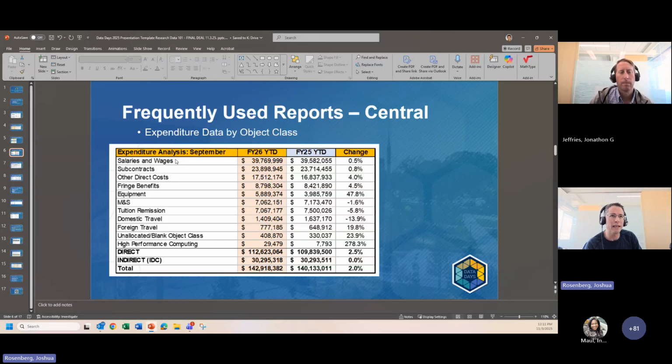Early on in the fiscal year, big variances may not tell much of a story, but once we get through to the last 6 months of the year, then we really can start to see how these trends are playing out. Jonathon, you want to add anything?